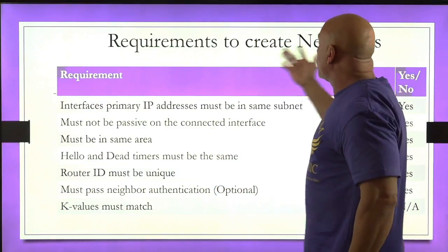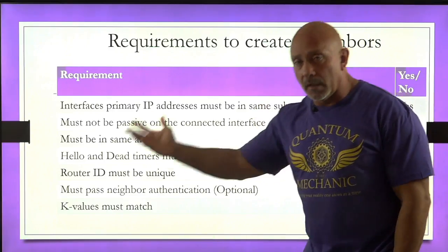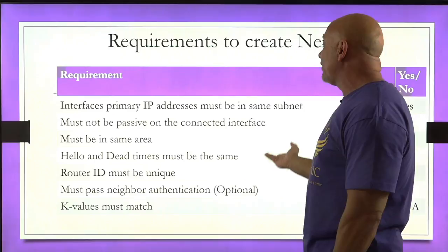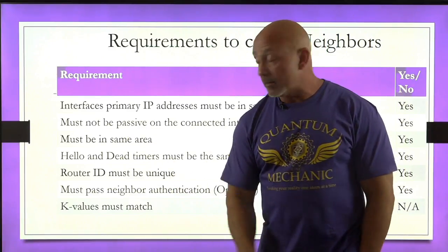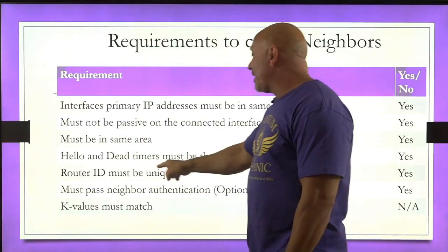Now, requirements to create neighbors. This is important. All right. Must be in the same subnet. Hello, we know this. Must not be passive on a connected interface. Okay. Must be in the same area. Yes, we know this. All right. Hello and dead timers, I told you that.